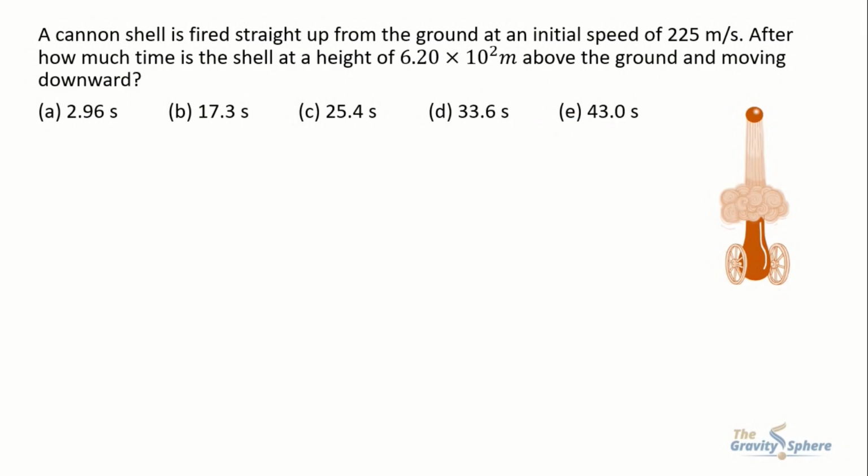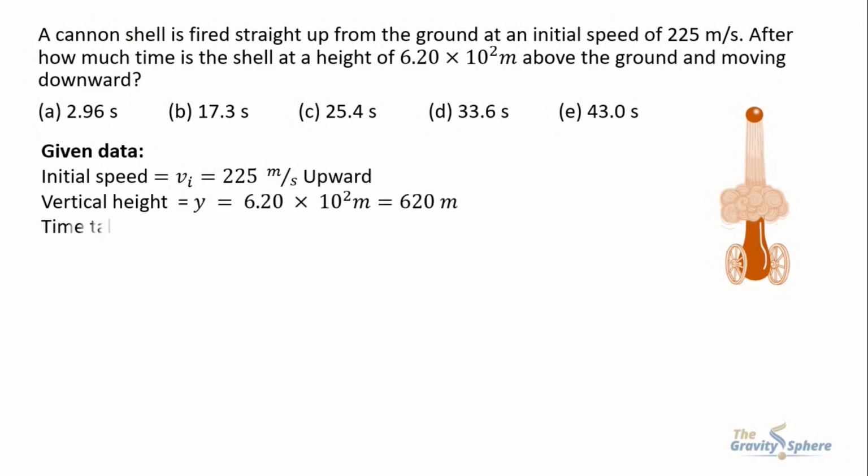From the statement, we have written the given data as initial speed Vi equals 225 meters per second in the upward direction. Vertical height is 6.20 × 10² meters, that is equal to 620 meters, and the time taken by the shell is to be determined. When the shell is fired from the cannon, initially the direction of its velocity is upward. At the highest point, its velocity becomes 0. After this, the shell moves downward, so this is the direction of its final velocity.